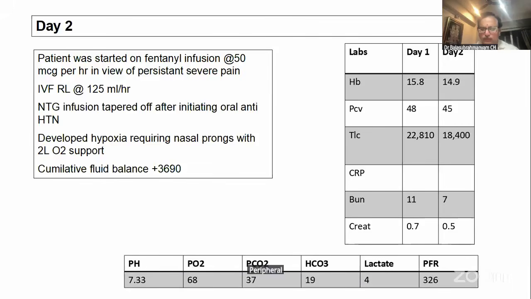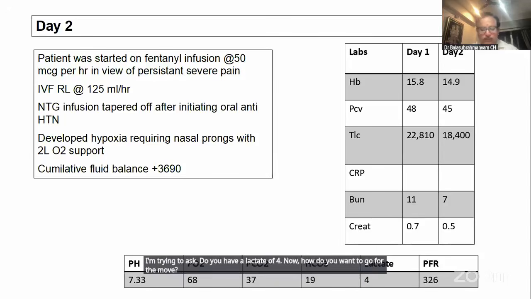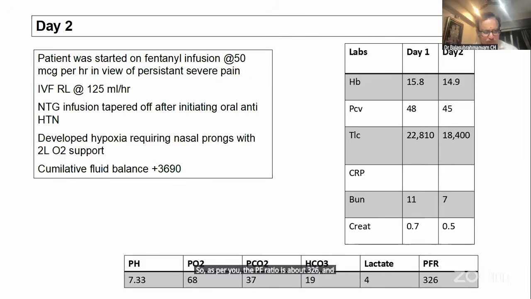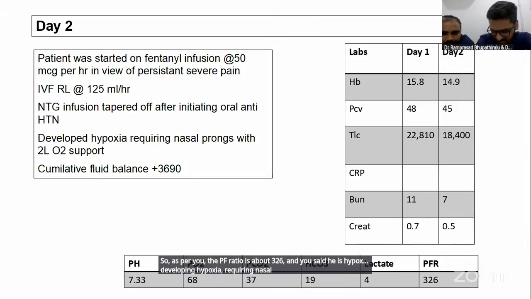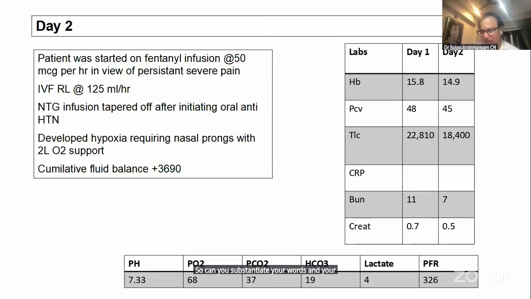I accept all the hypotheses, but how are you going to evaluate is what I'm trying to ask. So you have a lactate of 4. How do you want to go further? How do you want to look at it? The PF ratio is about 326, and you said he is developing hypoxia, requiring nasal prongs. Can you substantiate your answers?